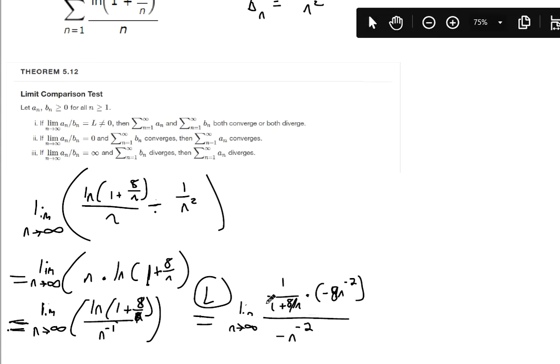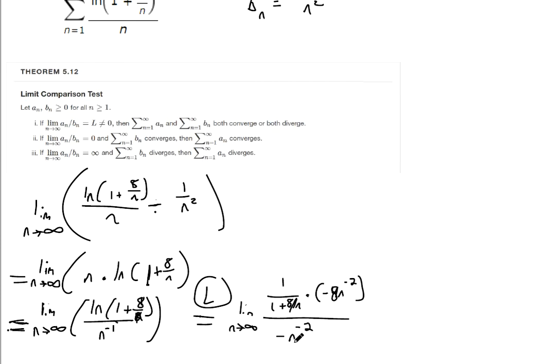So let's see if that helps us evaluate. We have an n to the negative second in the numerator and n to the negative second in the denominator, so let's cancel those out. And while we're at it, we'll cancel out the negative signs. So after using L'Hopital's rule, we actually have something a little bit simpler. This is 1 over 1 plus 8 over n, and then there's a times 8 that I dropped down there. So this limit we can evaluate. The limit as n goes to infinity: this term gets close to 0, so 8 over 1 is just 8.